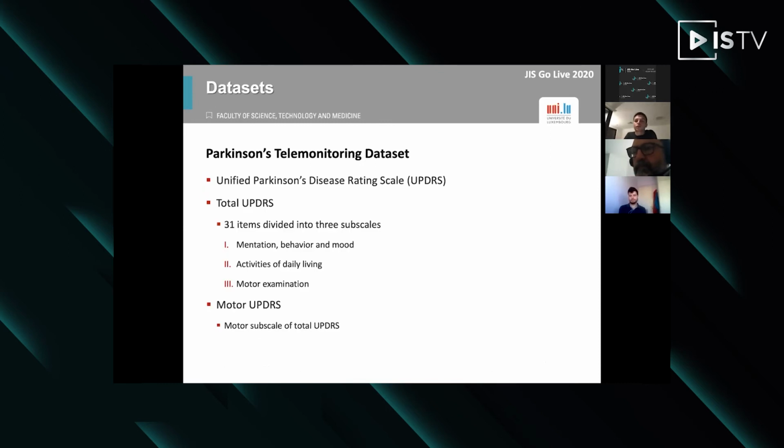And in order to assess the stage of the disease for this data set, the Unified Parkinson's Disease Rating Scale, or UPDRS, is used, and the total scale is used, which contains 31 items divided into 3 subscales, but also only the motor UPDRS subscale is extracted as well, because it is assumed that the motor subscale is mostly related to disorders of speech, because the ability of the vocal articulators to move is affected by the motor ability, which is actually presented in the motor UPDRS scale.